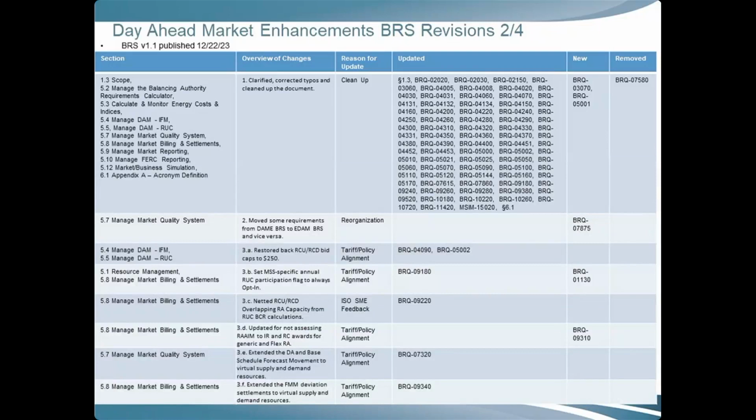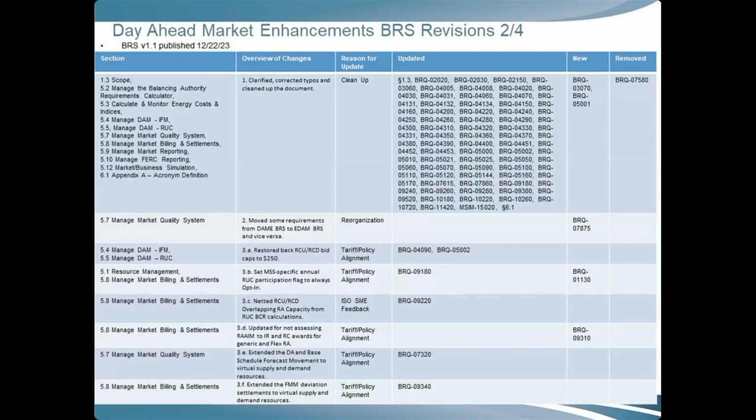So we adopted that format where we have the section number and the change, and we link it by number to the first slide. And then we have the reason for the change, such as cleanup or reorganization. All of them, for sure, are tariff and policy alignment. I mean, they are in compliance, but we just put the one tariff and policy alignment if there is a clear and explicit tariff that we are adhering to.